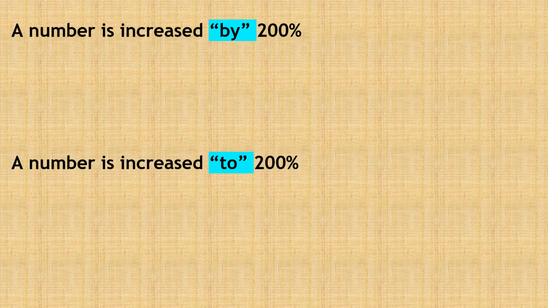Here you might get confused in these two, by or to. Let's clarify it. A number is increased by 200%. It was a number 100 increased by 200%. There is an increase of 200 in it, that is 100 plus 200 equals 300. Here a number is increased to 100%. It was 100 and it reached 200. That means the increase is 100, reached to 200. Here it increased to 300%, increased by 200%. Okay.